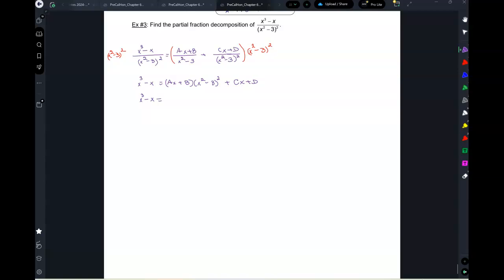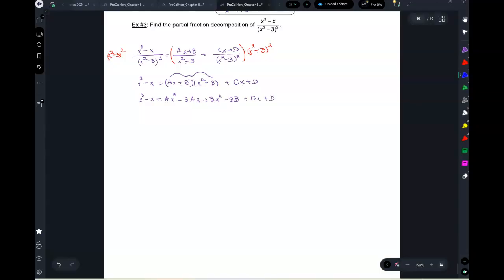oh, I made a mistake. This one should not have been a square, right? Because if you multiply this by this, you just have x squared minus 3. Okay, sorry about that. So what we're going to do is FOIL that. Let's see what we get. First terms, ax cubed. Outer terms, minus 3ax. Inner terms, bx squared. Last terms, negative 3b. Plus the cx plus the d.